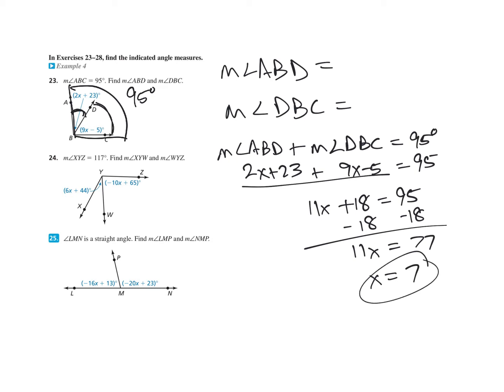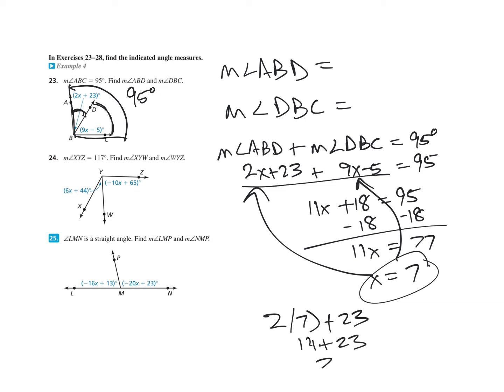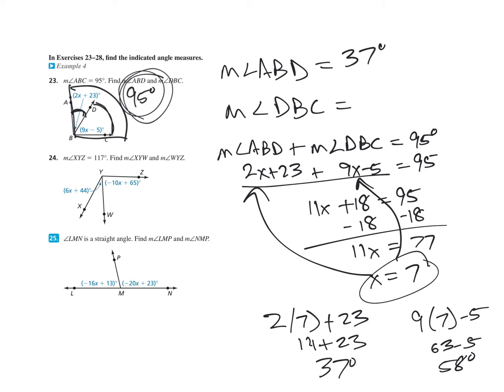So now substitute in for x in both angles. So 2 times 7 plus 23, 14 plus 23 is 37. 9 times 7 minus 5 is 63 minus 5, or 58. And you add those two together, you're going to get the 95. So measure of ABD is 37 degrees, and DBC is 58 degrees. All right, let me clean all this up, and we'll do number 25.